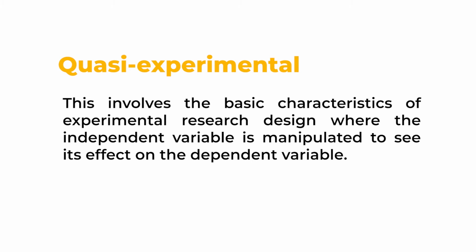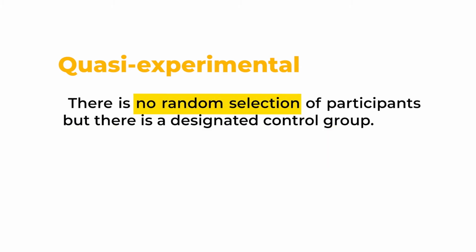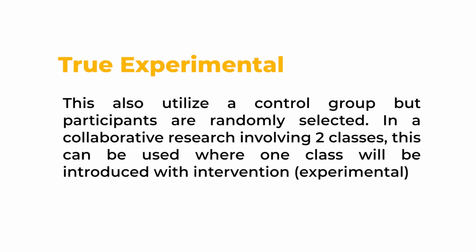Quasi-experimental. This involves the basic characteristics of experimental research design where the independent variable is manipulated to see its effect on the dependent variable. There is no random selection of participants, but there is a designated control group. While in true experimental, there is a control group, but participants are randomly selected.